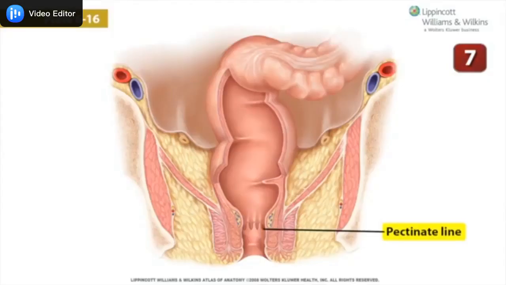The other important anatomic landmark with regard to hemorrhoids is the pectinate line, or the dentate line. This is a landmark that distinguishes internal from external hemorrhoids. So hemorrhoids that are found proximal to the pectinate line are called internal hemorrhoids, and then hemorrhoids distal to the line are called external hemorrhoids.